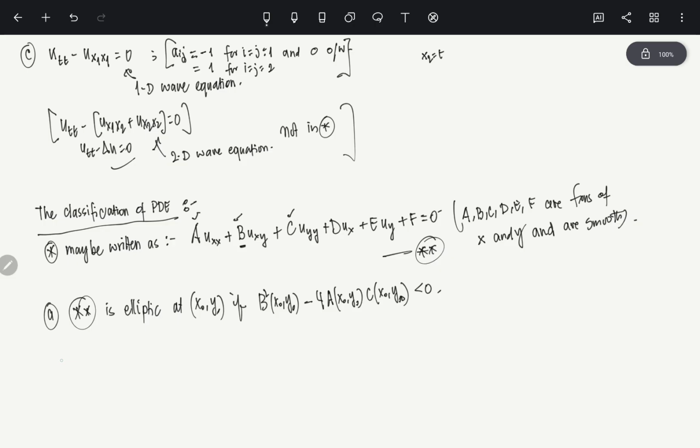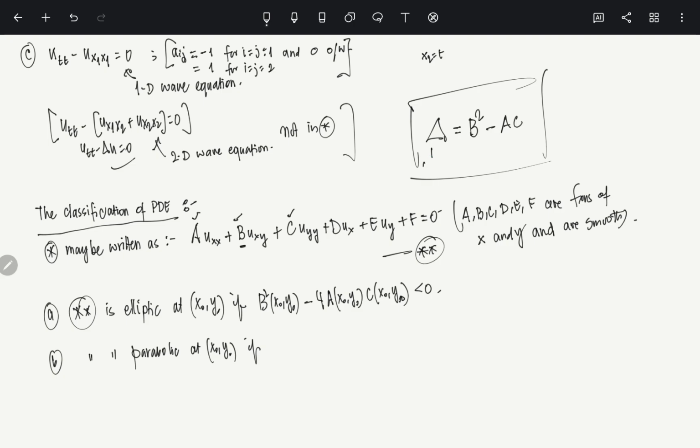Now, the equation double star is parabolic. When is it called parabolic? At the point x naught, y naught. For now, I am going to write delta as B squared minus A times C. So delta is a function of x and y. If delta at the point x naught, y naught is 0, then double star is called parabolic, and otherwise hyperbolic.